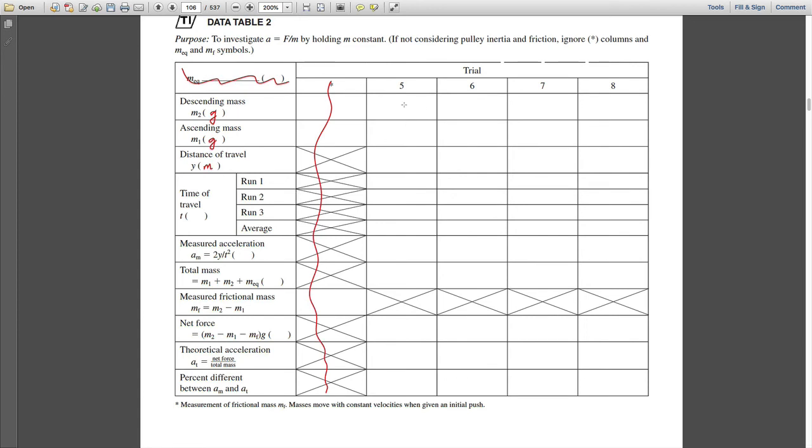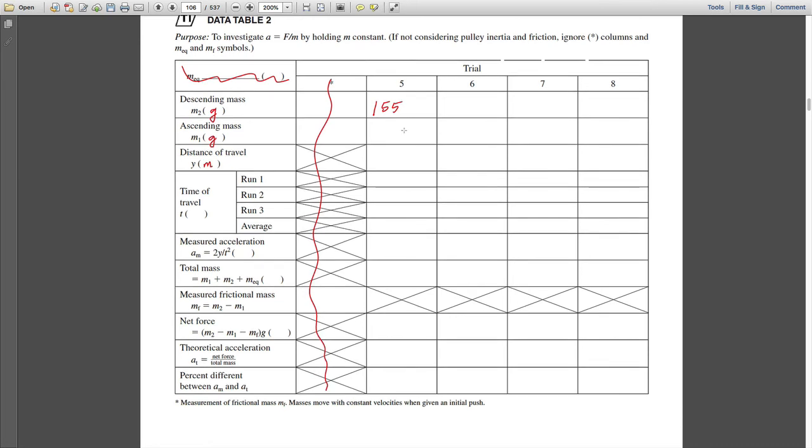Now, what are the masses? I'm going to give you this set of masses. Please use those masses for your experiment. For the descending, 150. For the ascending, 145.